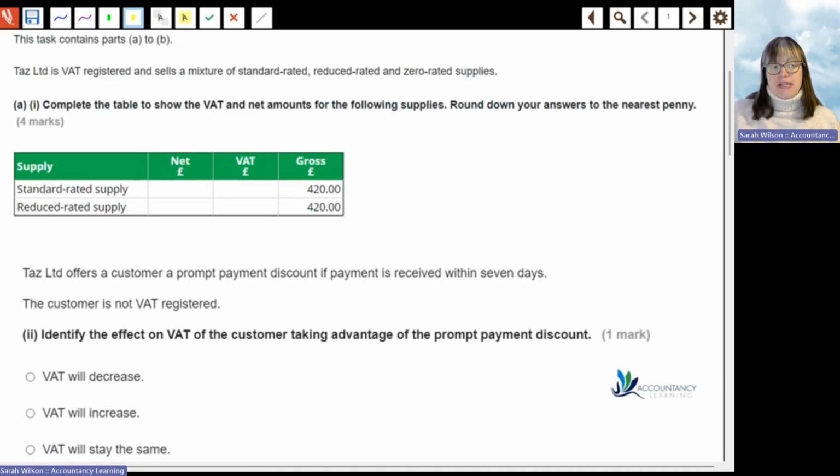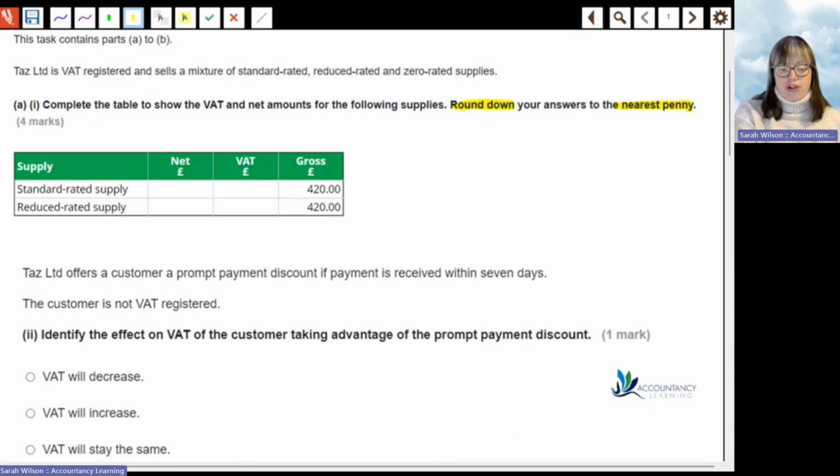So this task is about calculating and accounting for VAT, and we've got two parts, A and B, to complete. We're told that TAS Limited is a VAT registered business and it sells a mixture of standard rated, reduced rated and zero rated supplies. And the first part of part A is to complete the table to show the VAT and net amounts for the following supplies. And importantly, we have to round down to the nearest penny.